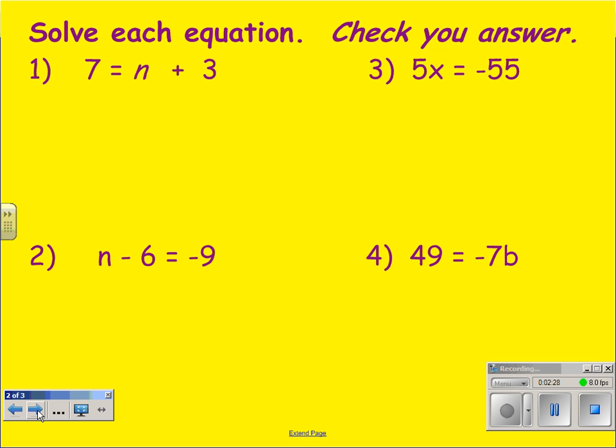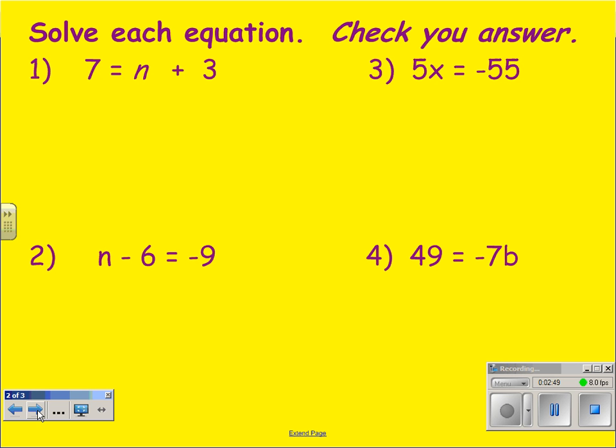Or if nothing else, just kind of going through the problem when you're done and saying, does my answer make sense? Is that true once you get down to the bottom? Even if you don't write it out, at least you kind of do that mental work. So number 1 says 7 is equal to n plus 3. In other words, what number do I add 3 to get 7. That's ultimately what we're trying to find.